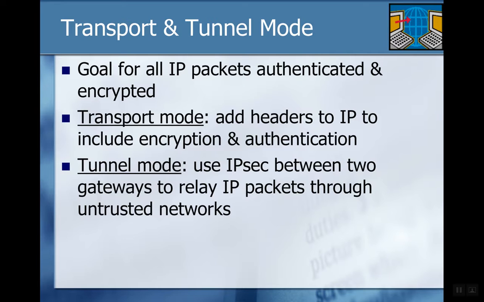So the goal and the objective in this stuff is all packets should be authenticated and encrypted. In transport mode, basically you add headers to IP, and it includes encryption and authentication. Tunnel mode uses IPsec between two gateways to relay the IP packets through an untrusted network. So there's two different ways. One is you add headers onto the packet you're sending out, or the other one is you establish a tunnel and then relay the IP packets through the tunnel. Both are supported functions.